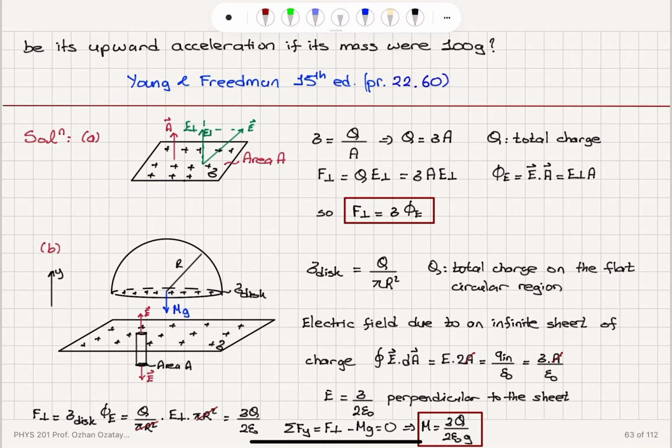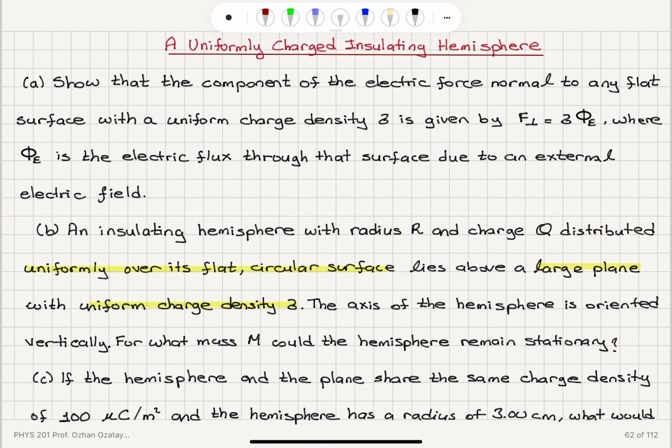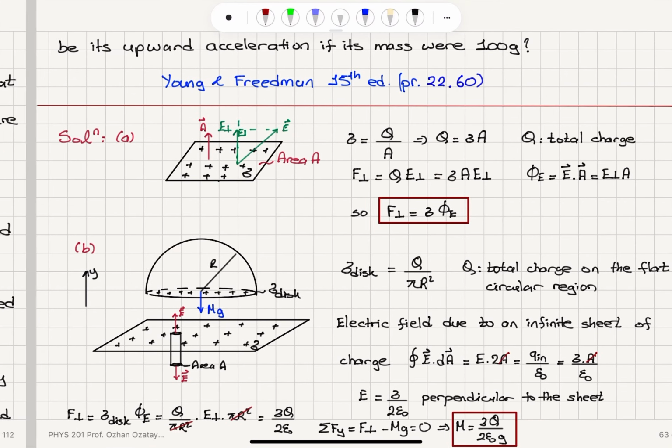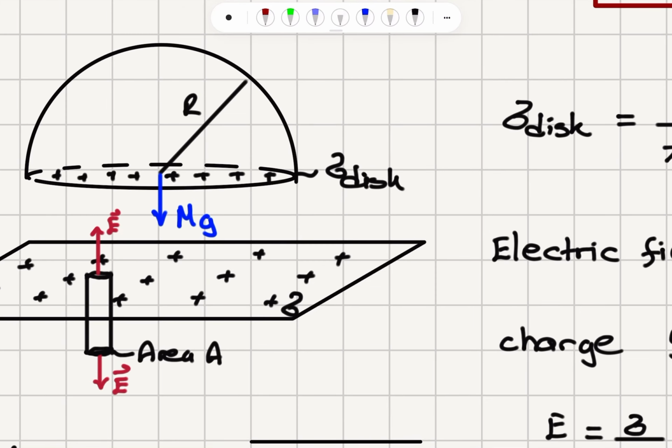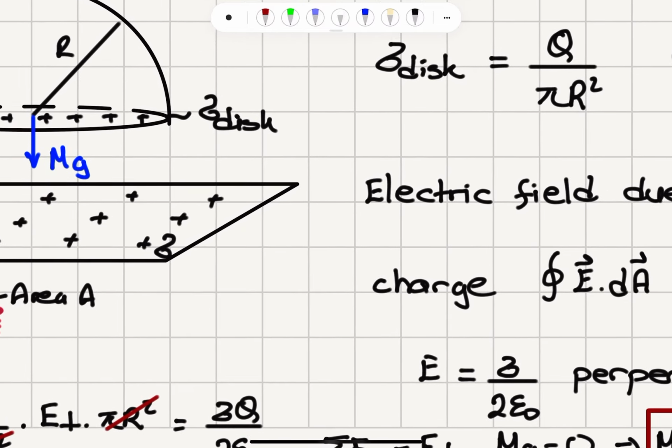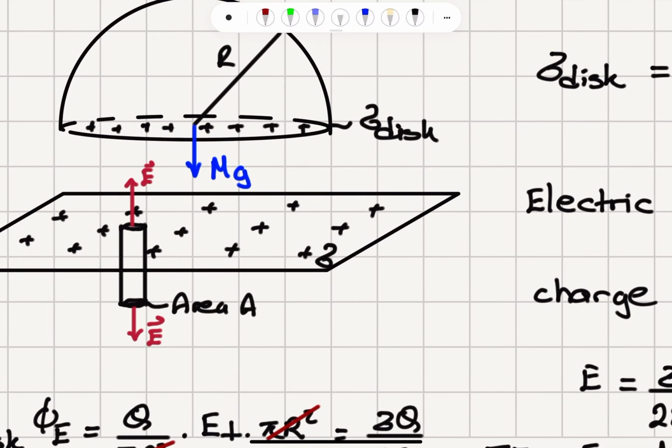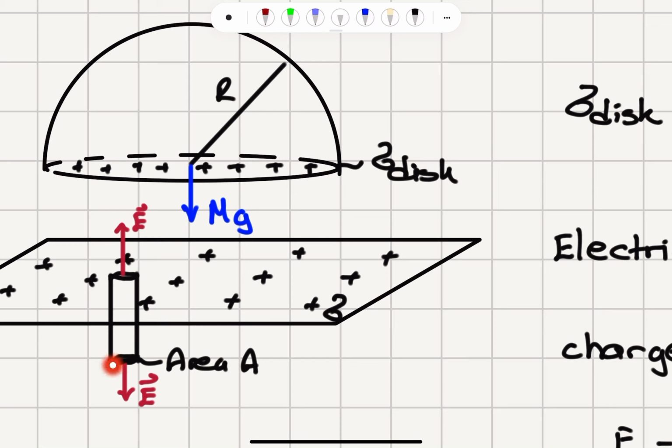Axis of the hemisphere is vertical. It is going to be placed on top of a large plane with uniform charge density sigma. So this is going to create an electric field on this charge distribution at the place of this charge distribution. And what is that electric field? Well, electric field due to an infinite sheet of charge, we find using Gauss law. We put a Gaussian cylinder here. The same electric field vectors are on both sides.